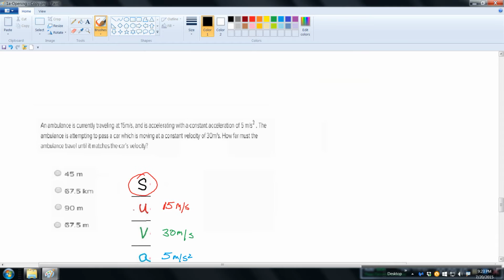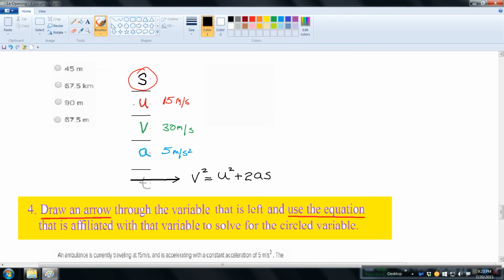And then step 4, our final step, is that we draw an arrow through the variable that is left. Well, the variable that's left is time. We draw an arrow through that, and there will be an equation that will be affiliated with the letter T. All of these letters will have equations affiliated with it, which I will get into further down into the video. But for right now, if you were doing this problem, you would have known what equation goes with which letter. You would have memorized that, and so you put that there next to the letter. That is the equation that we need to use for this problem.